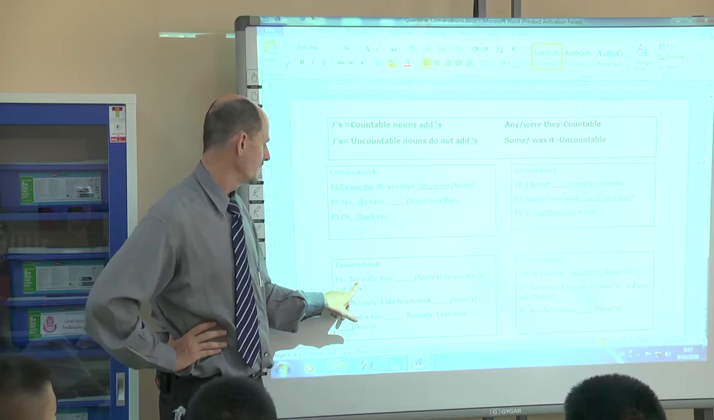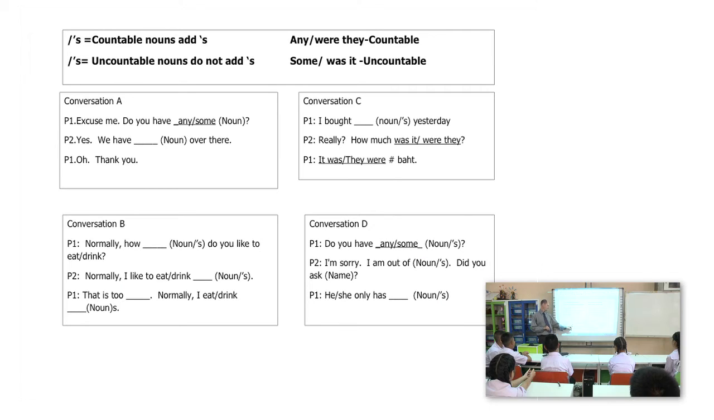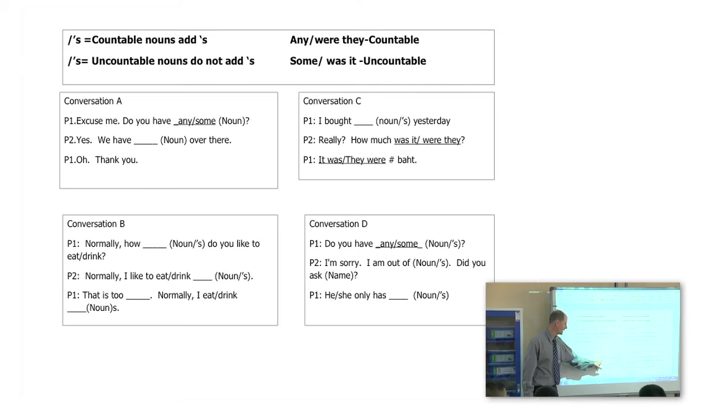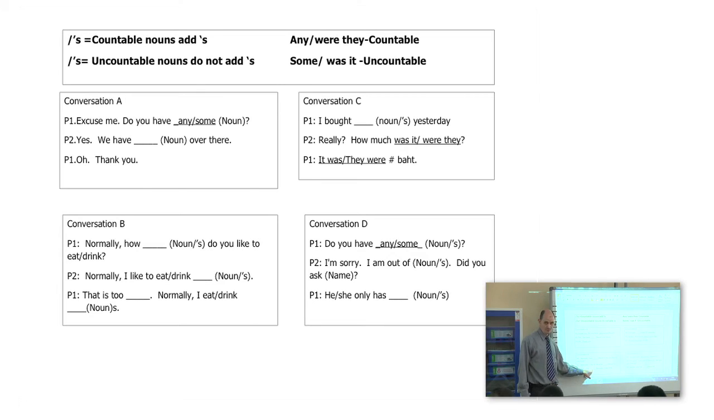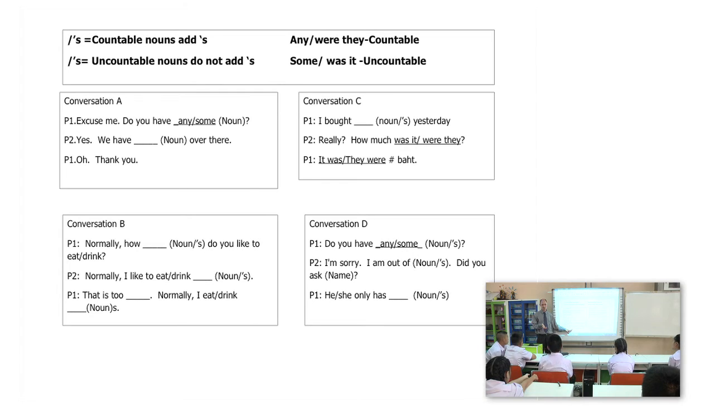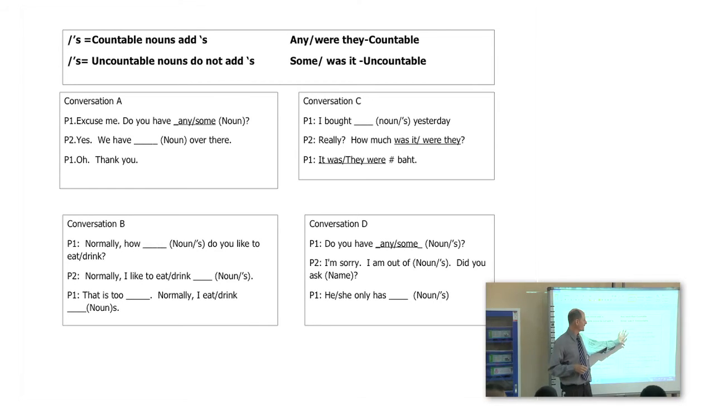Conversation B. Normally, how many bananas do you like to eat? Yeah, we do not drink bananas. All right, normally I like to eat, up to you, a lot of bananas. Oh, that is too... Do you say too many or too much? That is too many. Normally, I eat, how about a few? Normally, I eat a few bananas. Very good. All right, conversation C.